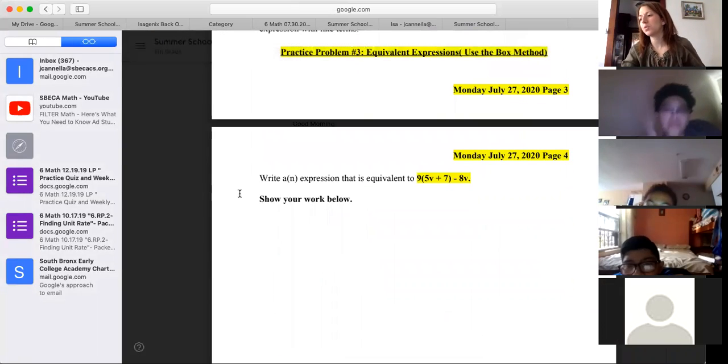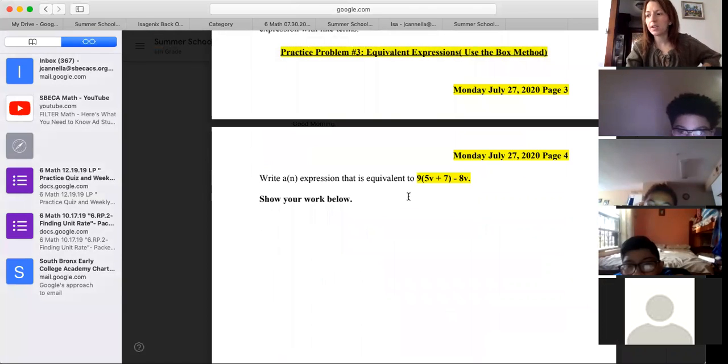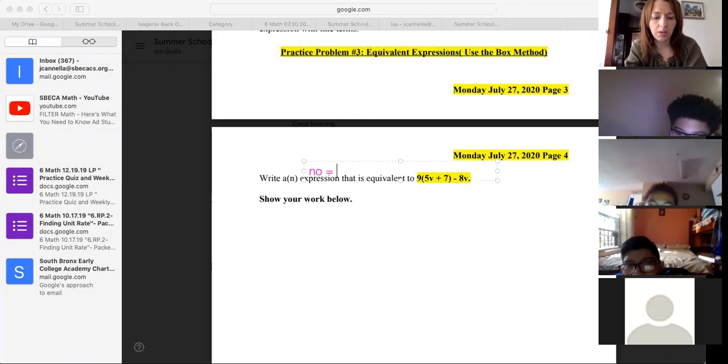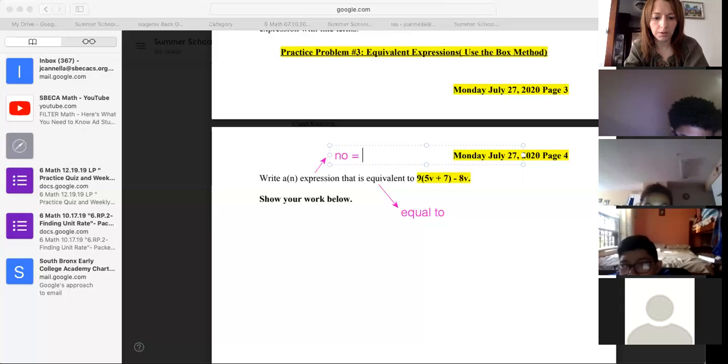So I'm going to model how to do this one, okay? Write an expression that is equivalent. The word equivalent means equal, and an expression has no equal sign. So you're going to take your paper, and you're typing it on the computer, and above expression, you're going to write no equal sign. And above the word equivalent, I'm going to draw an arrow, and I'm going to write a box that says equal to. I'm going to do that on expression because it looks neater. No equal sign.